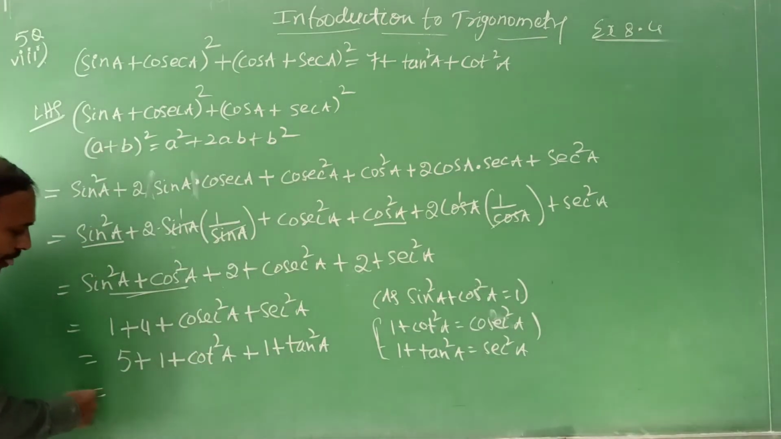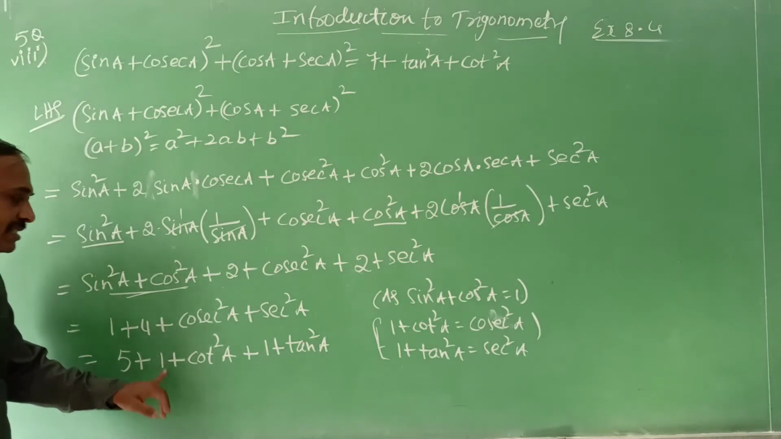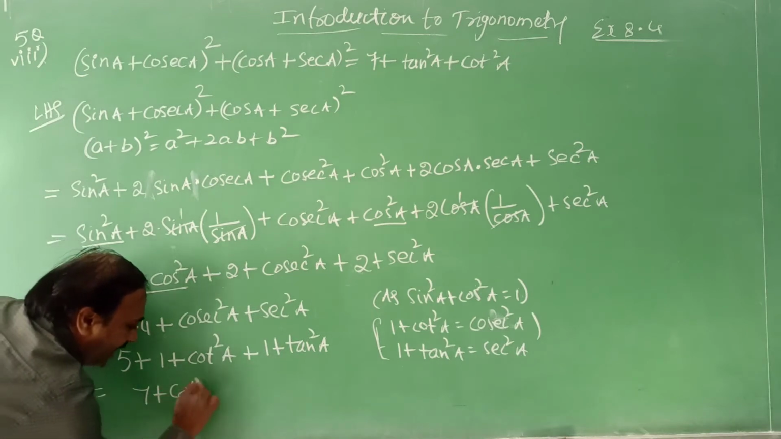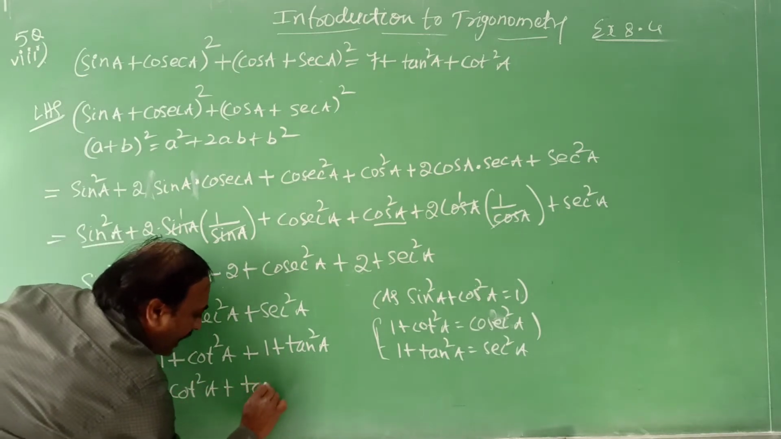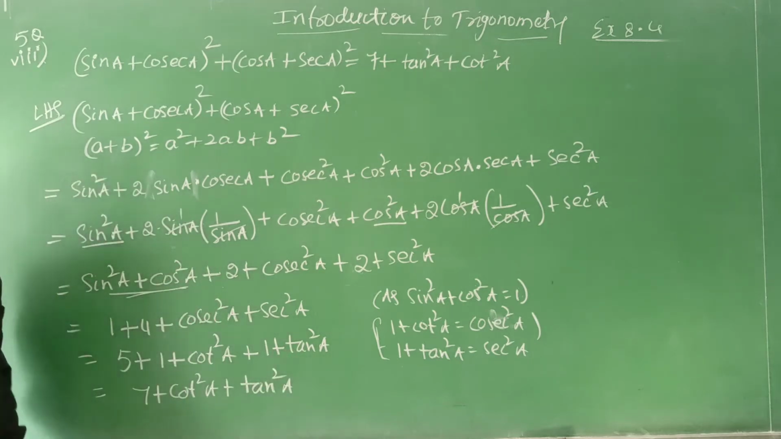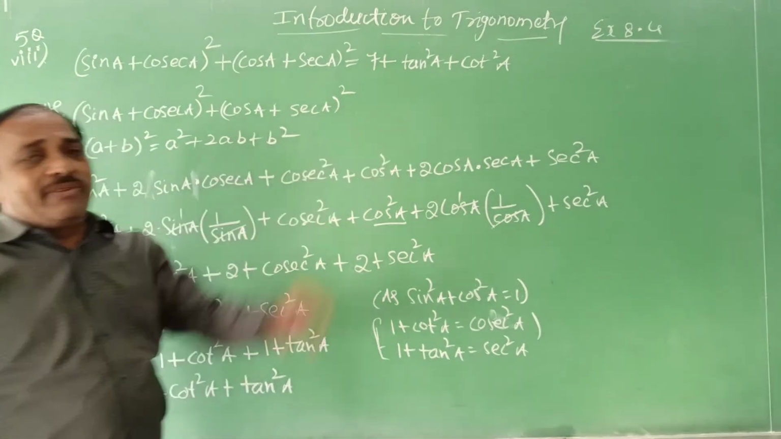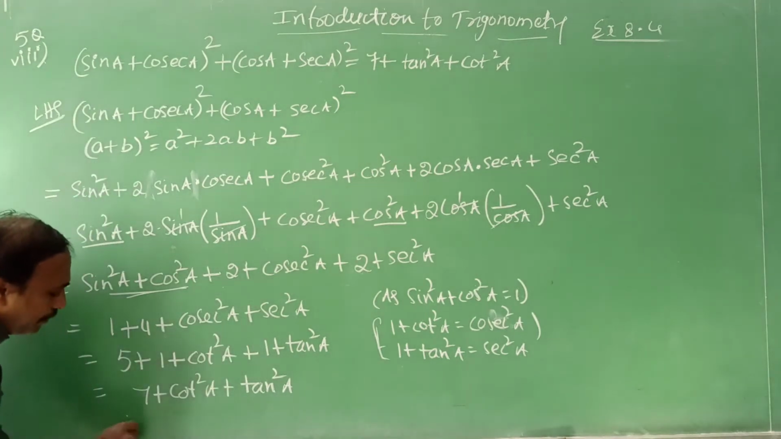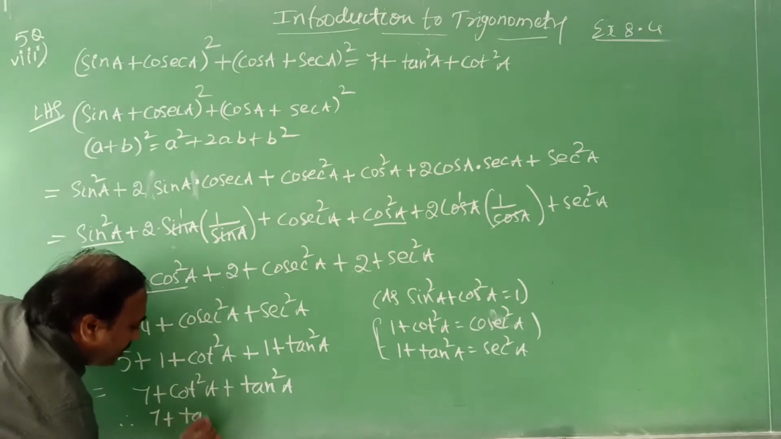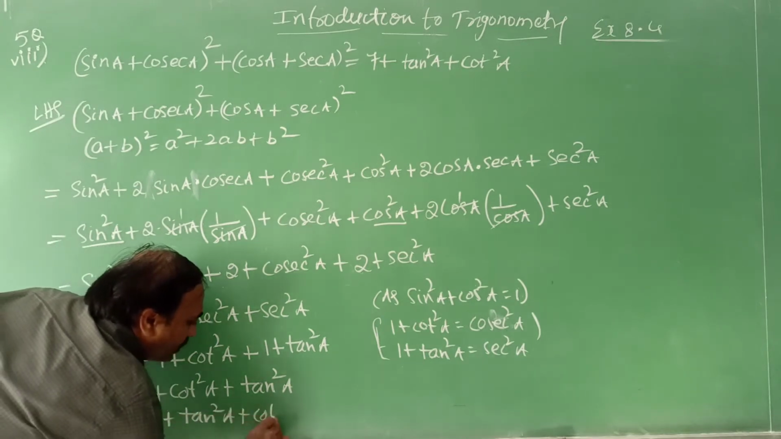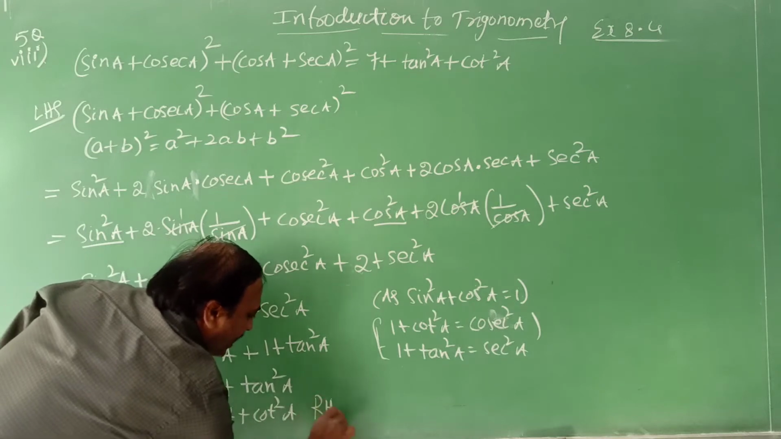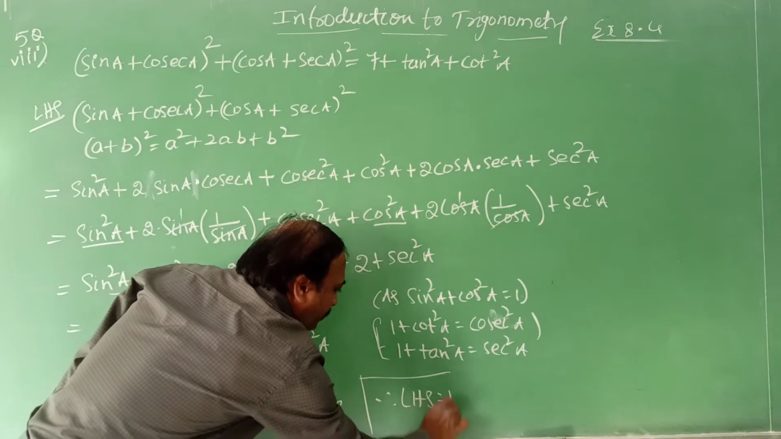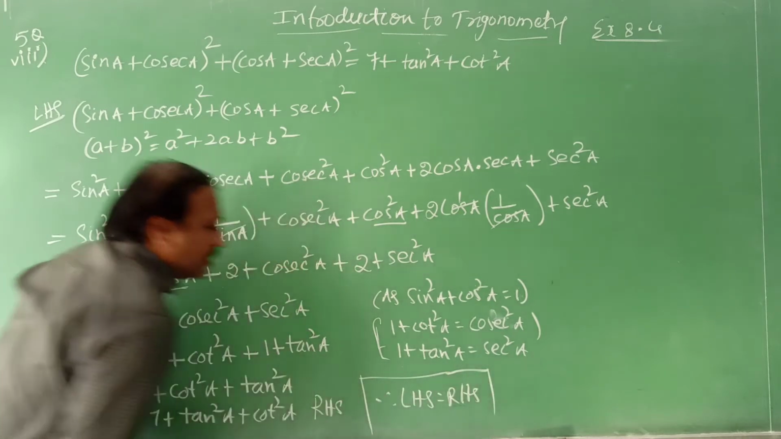Now you observe it. 5 plus 1, 6. 6 plus 1, 7. 7 plus cot square A plus tan square A. Now you see the RHS, what do you have? 7 plus tan square A plus cot square A. Do you have or not? Yes, this is therefore 7 plus tan square A plus cot square A, which is the RHS. Therefore LHS is equal to RHS.